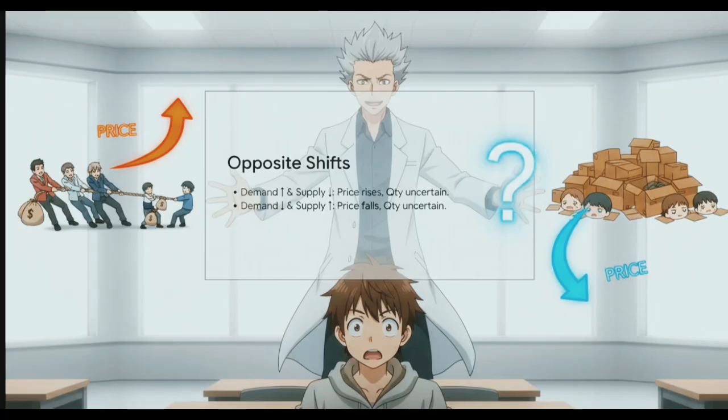Let's quickly summarize these tricky opposite shift rules. If demand is up, but supply is down, buyers are fighting for fewer goods, so price definitely rises. If demand is down, but supply is up, sellers are desperately clearing huge stocks, so price definitely falls. But the new quantity? That is uncertain. Yaad rakhna. Remember this. Whichever curve moves a greater distance dictates that uncertain outcome.